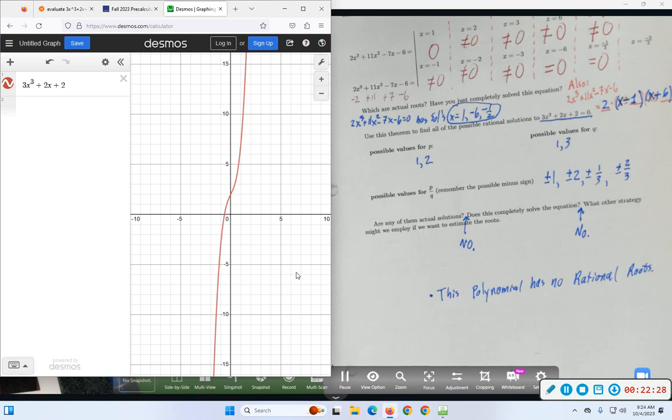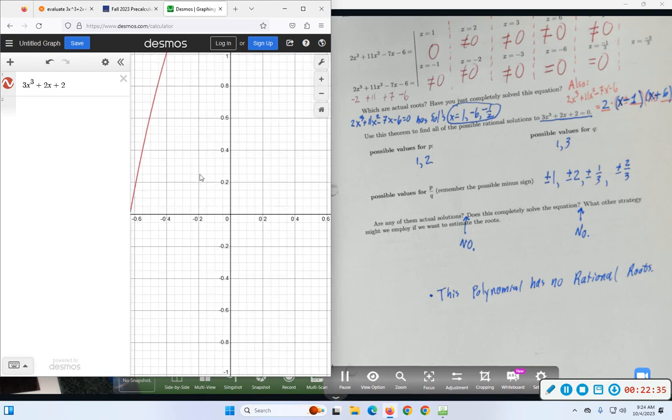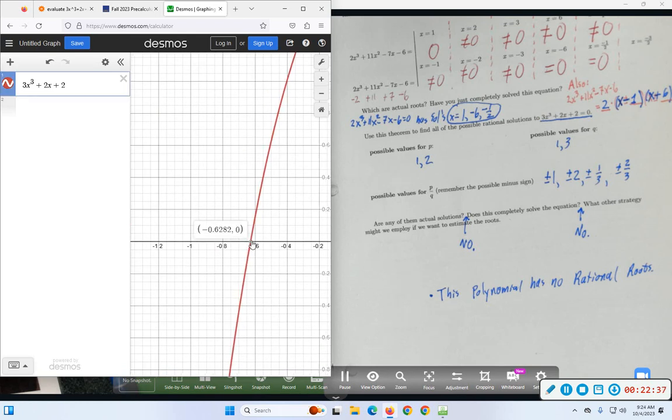One. And at this scale, maybe it looks like it's around negative 1.5-ish. At that scale, maybe it's closer to negative 0.6282. Do you think it's exactly equal to 0.6282? Nah, it can't be. 0.6282 is a rational number. This doesn't have any rational roots. So it's some irrational number that's close to that.